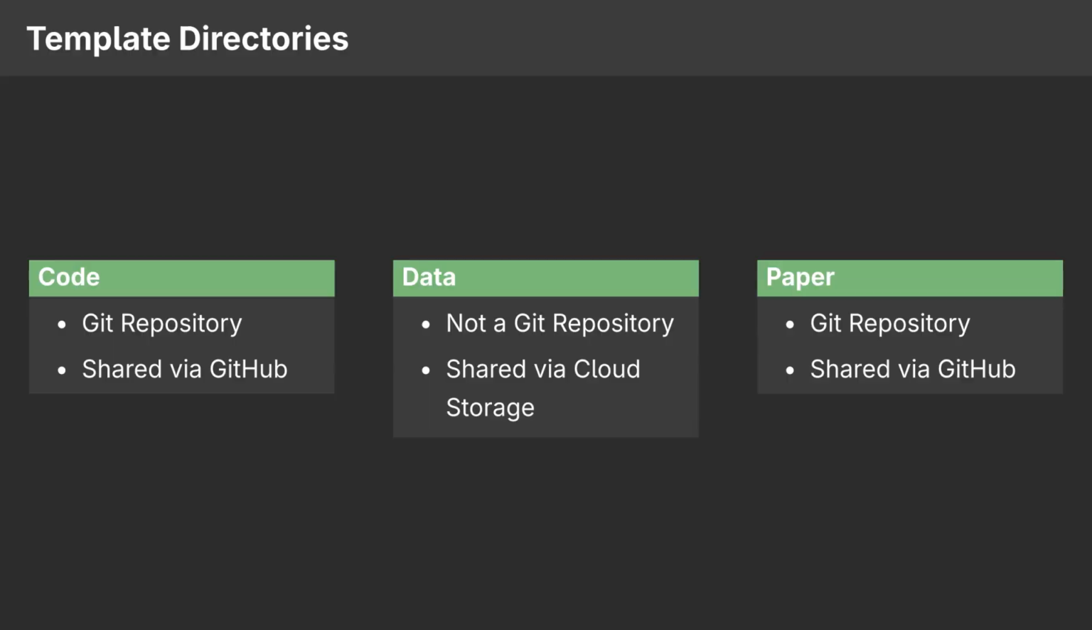The template presents the 3 directories in a single repository to facilitate the download. However, this is not how users set it up on their system. As a replicator user, we utilize the 3 folders as separate entities. More specifically, we manage code and paper as individual Git repositories shared through GitHub, and data as a regular folder shared via a cloud storage service like Dropbox or Google Drive.